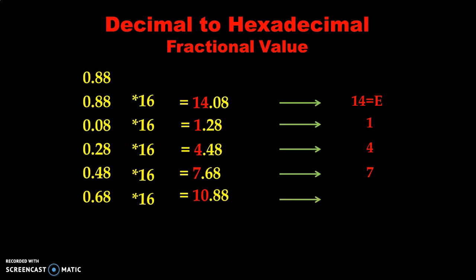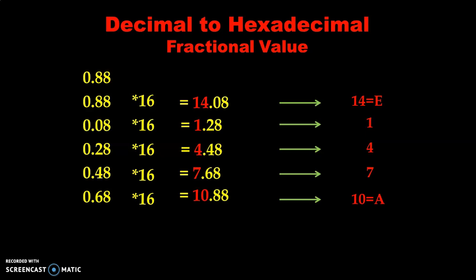So 10 is an integer value and we are taking it aside, but 10 is equal to A. That we should always remember. Now in this case we have to terminate our process of repeated multiplication at this stage. After 3, 4 or 5 steps we can stop, or we can terminate our process at any point.